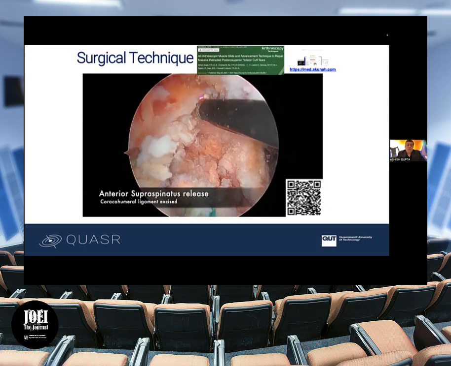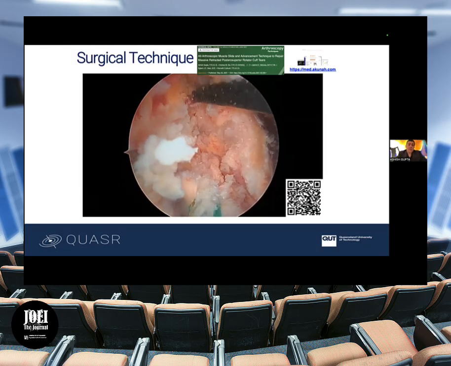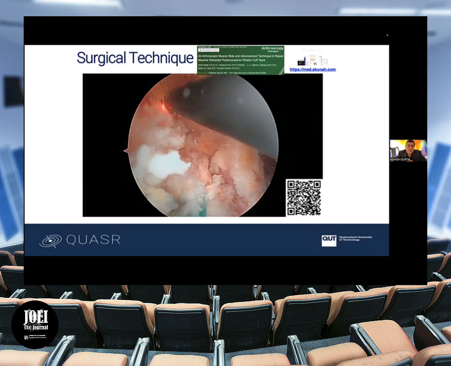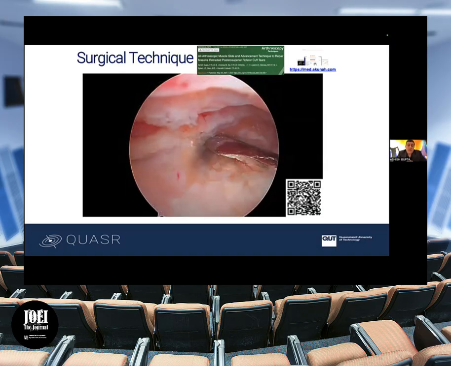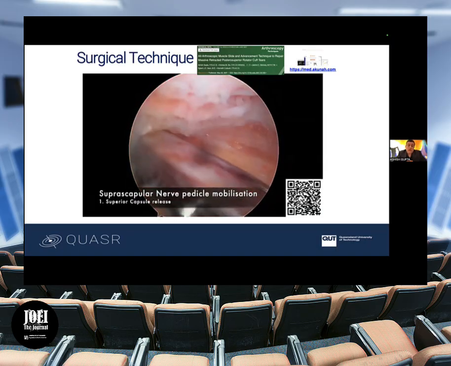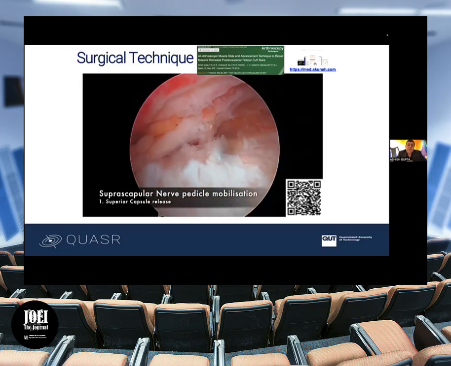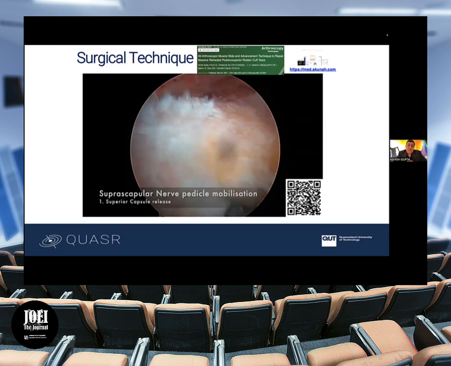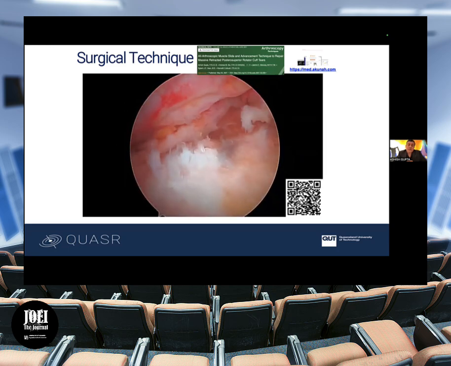So this involves a whole bunch of releases, which are periarticular releases to release the tendon, ensure that we can achieve a tension-free excursion of the muscle tendon complex. And as we all know, unless you have a tension-free repair, the tendon's going to fail. One of the key things in this is to dissect the neurovascular pedicle, which is the suprascapular nerve.